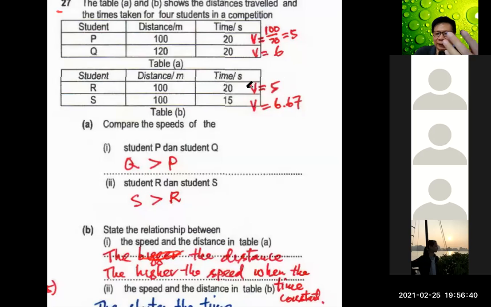So how to give a better answer here? How to give the best answer when you want to compare the two runners in the table? The shorter the time, the higher the speed. Yes, very good.